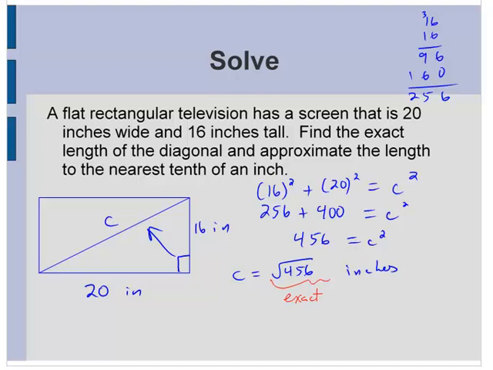So if you have a calculator handy, you can do this. You would find that C is approximately 21.4 inches. And notice how I've used a different type of symbol. This is approximate. I made the squiggly equal sign. That's an approximation.